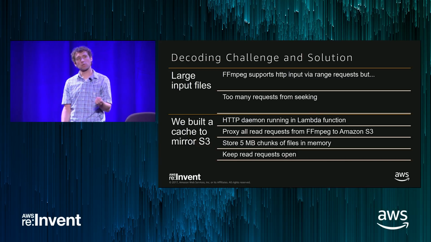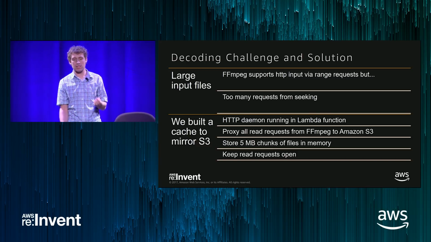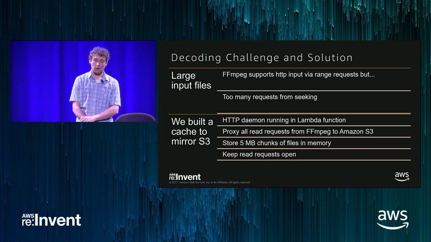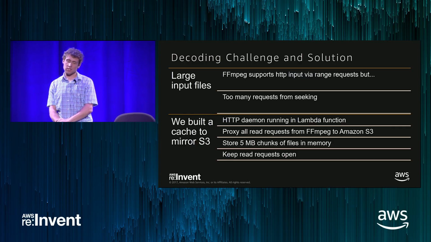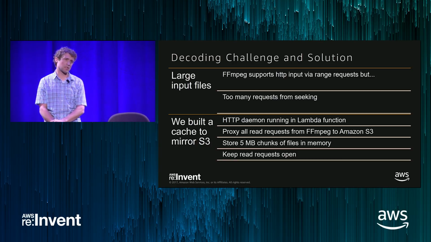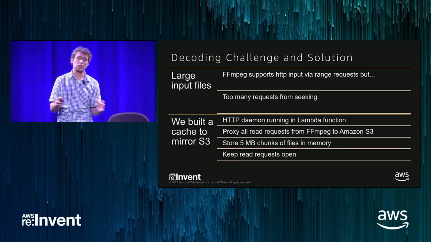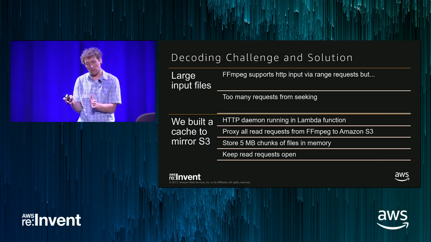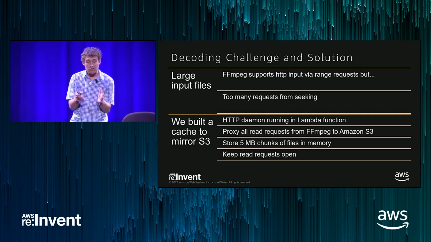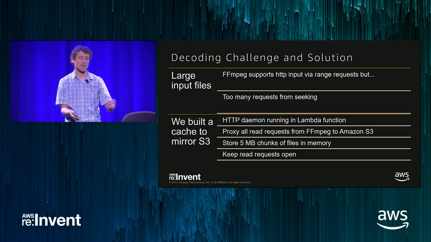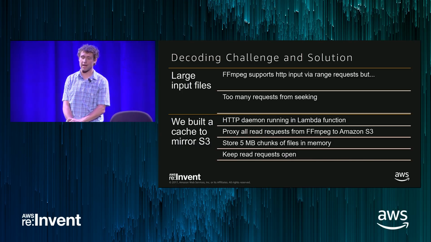So what we did is we built a cache that runs in the Lambda function alongside ffmpeg. It's just an HTTP daemon there, and what it does is it proxies all the read requests from ffmpeg to S3. We fetch the files from S3 in larger chunks than ffmpeg will ask for. So when ffmpeg is slowly moving along or moving backwards or reading the same part, there's a good chance that we actually have that data already in memory. We don't have to make a separate HTTP request to S3 to fulfill that.